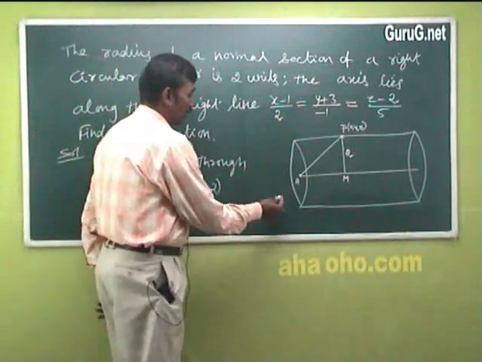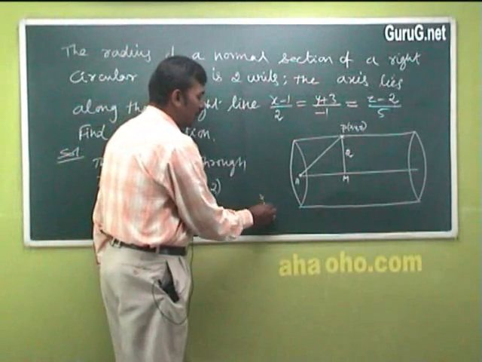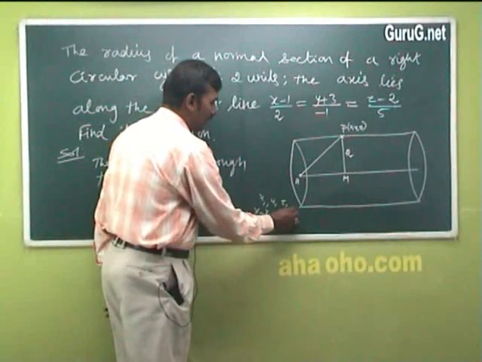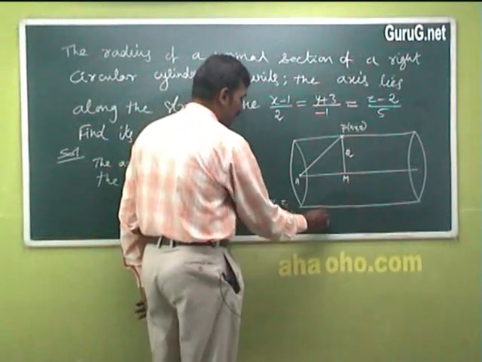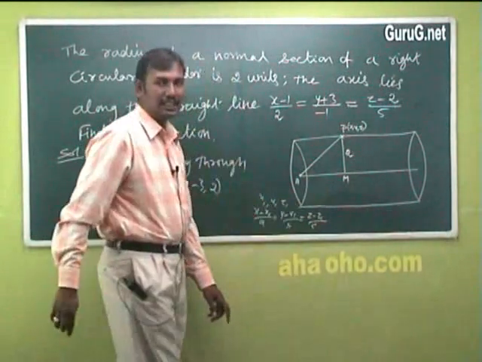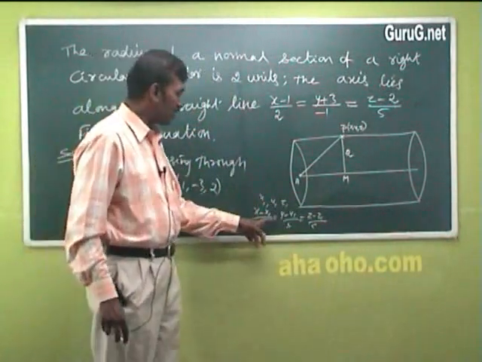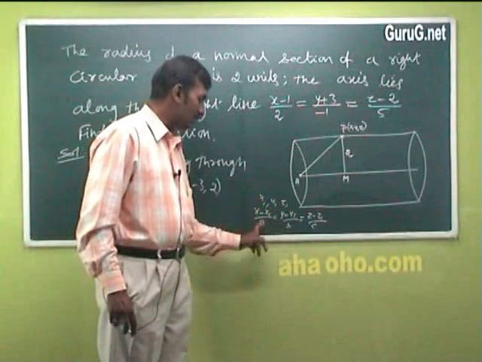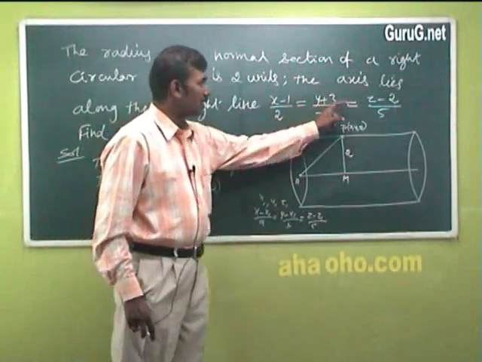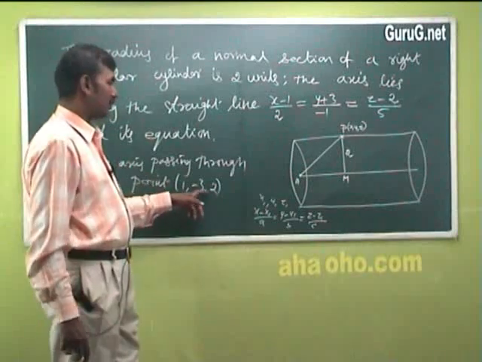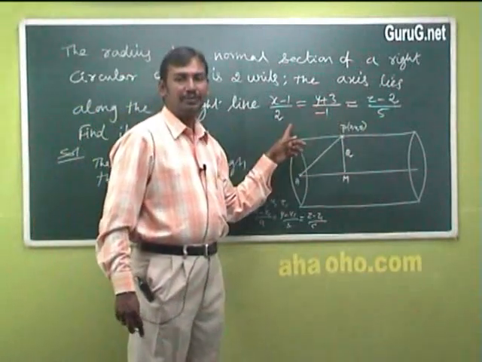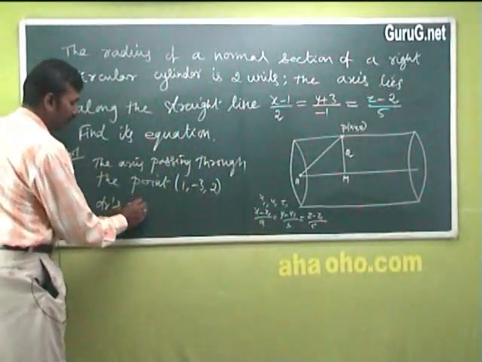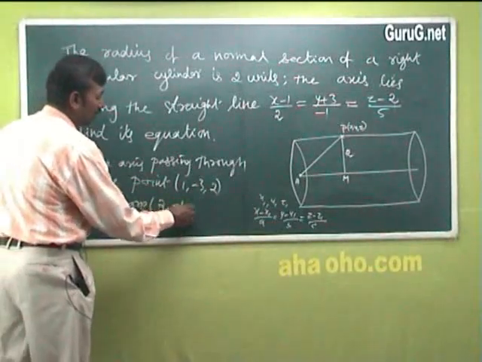The general formula is: any line passing through the point x1, y1, z1 is nothing but x minus x1 by a equal to y minus y1 by b equal to z minus z1 by c. These a, b, c are the direction ratios, right? So this is a straight line passing through the point x1, y1, z1 and having the direction ratios a, b, c. So here 1, minus 3, 2 are the point x1, y1, z1 and 2, minus 1, 5 are the direction ratios.